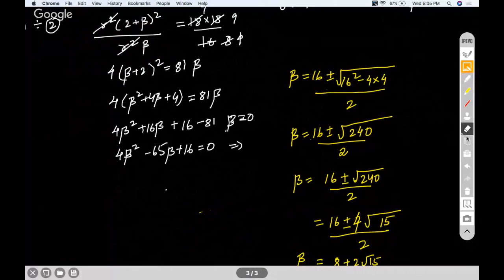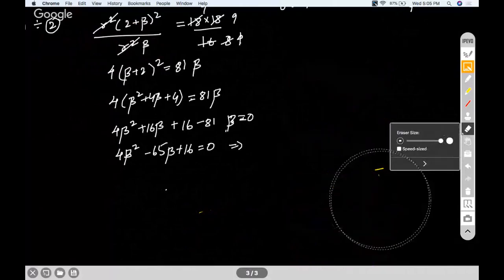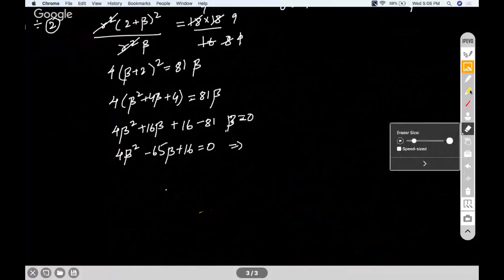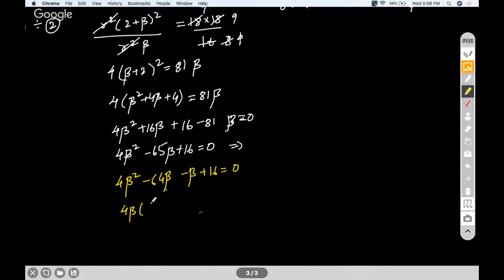That makes our life very easy because then we don't have to do all these things. Then it will be a case of a factorizable quadratic. So you can write this as this minus 64 beta minus beta plus 16 is equal to 0. So 4 beta minus 16 minus 1 beta minus 16 is equal to 0. So beta is 1/4. So it's exactly 0.25.